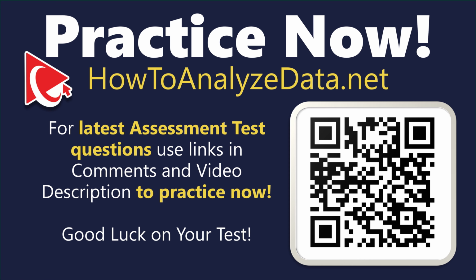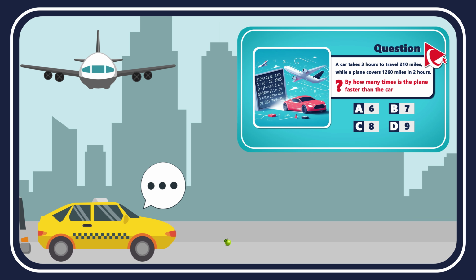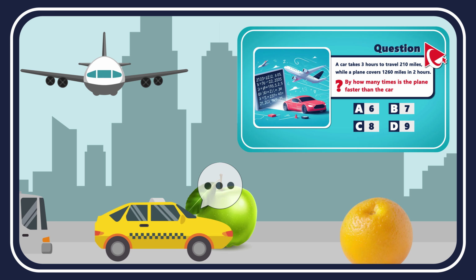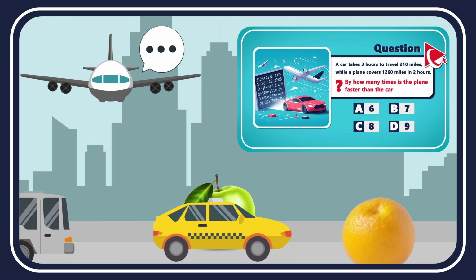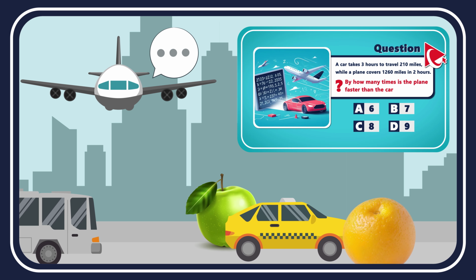Solving this challenge reminded me of an old joke. The car said to the plane, "They say comparing our speeds is like comparing apples to oranges." And the plane's response was, "Well, at least I'm flying high while you're down there dealing with the traffic jams."